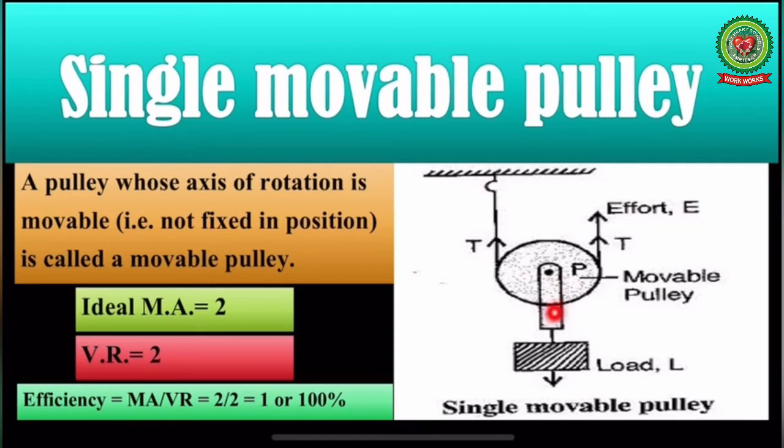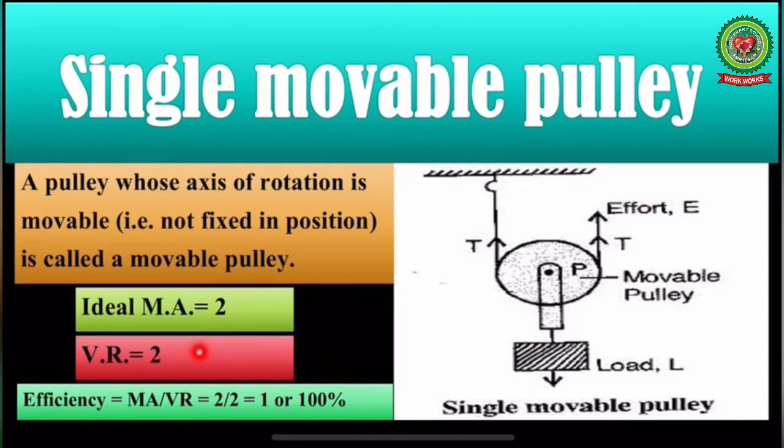In this case, load is attached to the pulley. Now, there are two strands. This is strand 1. Tension T is tension in strand 1. This is strand 2, and T again is tension in strand 2. Load is balanced by two strands, that is two tensions. So the mechanical advantage of a single movable pulley is equal to 2.